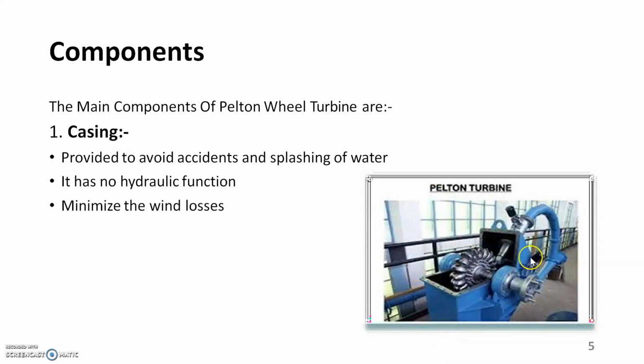So see, you know what is a casing. Casing, see anything, casing means it protects, right? So casing is provided to avoid accidents and also splashing of water. Basically, this casing does not have any hydraulic function and it is made of cast iron. It is made of cast iron and it minimizes the wind losses. So the first part in Pelton wheel is the casing, right?